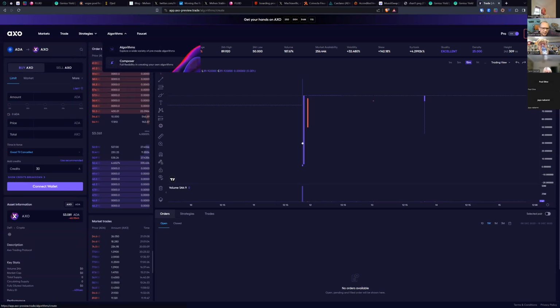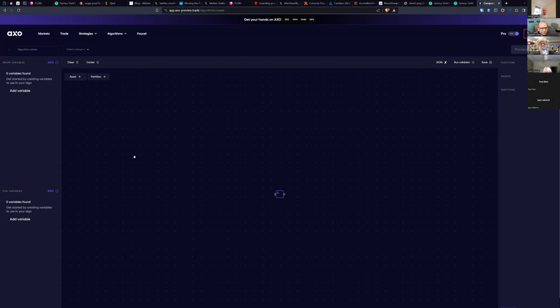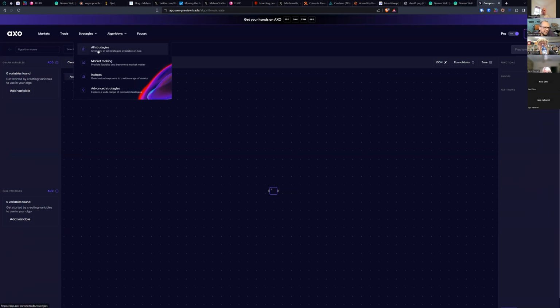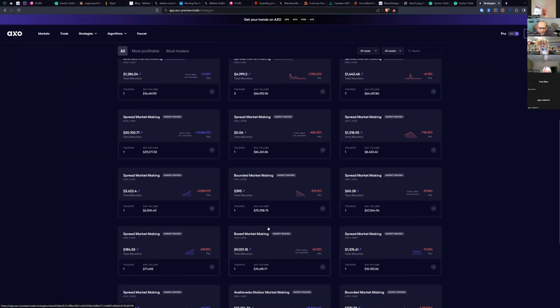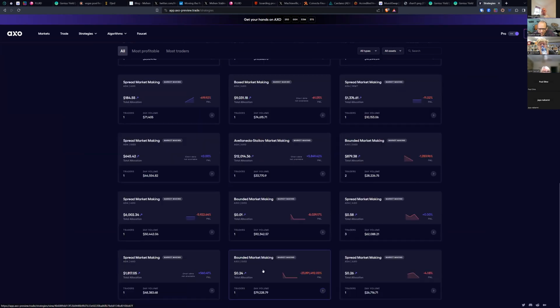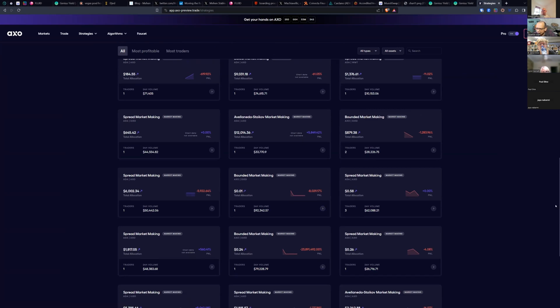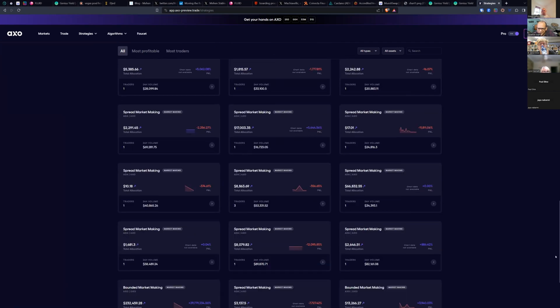But yeah, this composer feature is going to let you actually build out pathways for purchases and selling, so you can create your dollar cost averaging mechanisms or crypto cost averaging. You can create stop, limit orders, market orders, and 1,000 other different ones. It'll actually have pre-made templates for some of those strategies as well. So if you want to find out what a spread market making strategy might be, a bounded market making strategy, you can go and start doing some research.